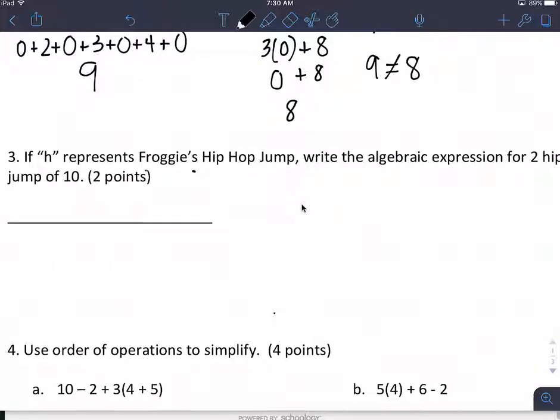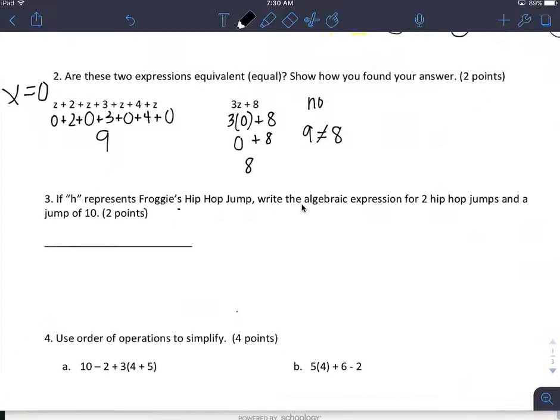Alright, if h represents Froggy's hip-hop jump, write the algebraic expression for 2 hip-hop jumps and a jump of 10. Well, we have 2 h's, because we have 2 hip-hop jumps, so h plus h, and then a jump of 10. So I have h plus h plus 10, or 2h plus 10. Make that look nicer.